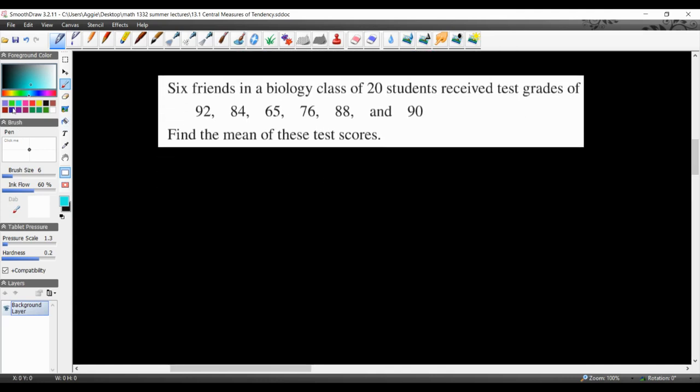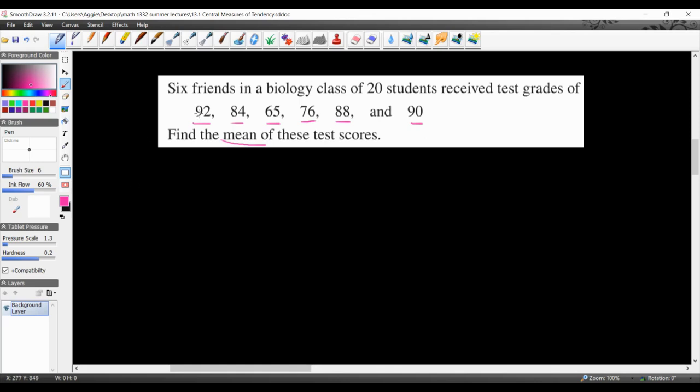Okay, we have 6 friends in a biology classroom of 20 students. And they receive grades of the following: 92, 84, 65, 76, 88, and 90. Find the mean of these test scores. So they want us to find the average of this using arithmetic mean.